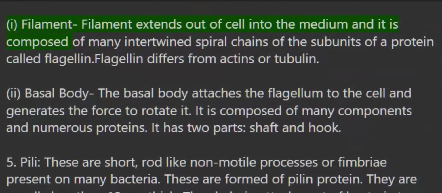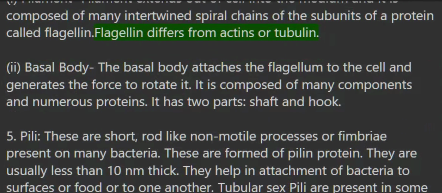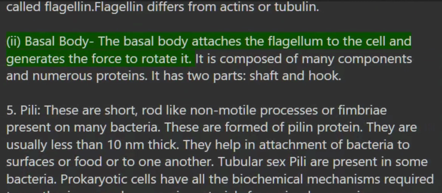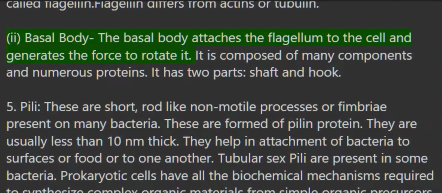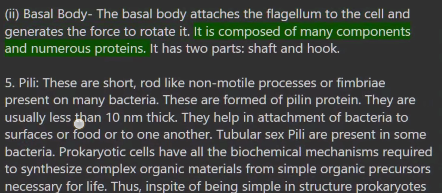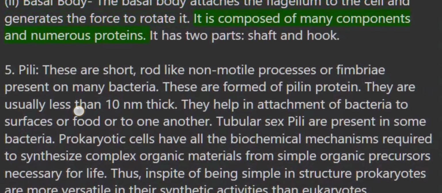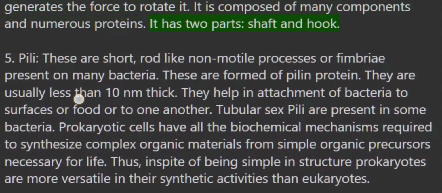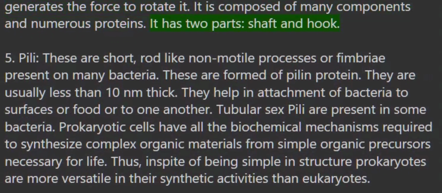I. Filament extends out of the cell into the medium and it is composed of many intertwined spiral chains of the subunits of a protein called flagellin. Flagellin differs from actins or tubulin. II. The basal body attaches the flagellum to the cell and generates the force to rotate it. It is composed of many components and numerous proteins. It has two parts, shaft and hook.